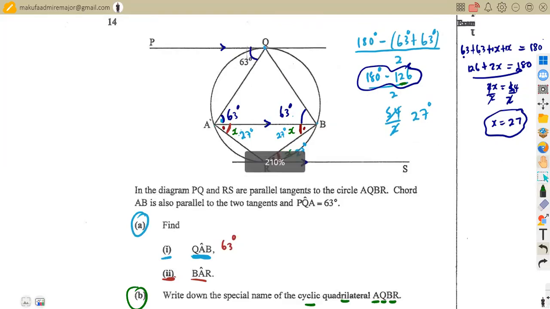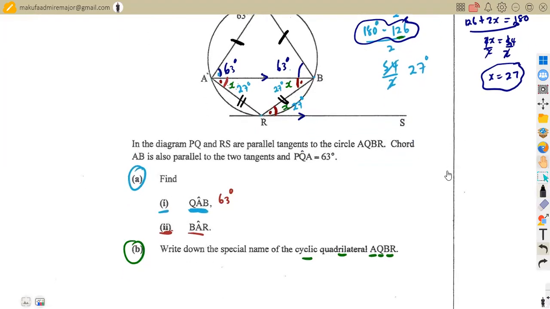This is our quadrilateral AQBR, whereby if you take note here, because of this 63 and 63, we know from the triangle concept that if these angles are equal, the opposite sides must be equal. The same thing from this 27 and this 27 from our triangle means the opposite sides must be equal. RB and AR must be equal. And as we can see, if these two sides are equal and these two sides are equal, it means we are forming what? A kite in this case.